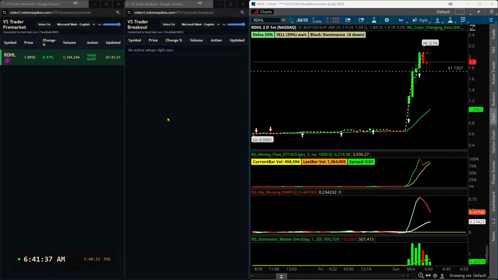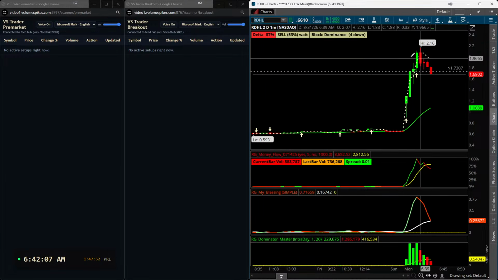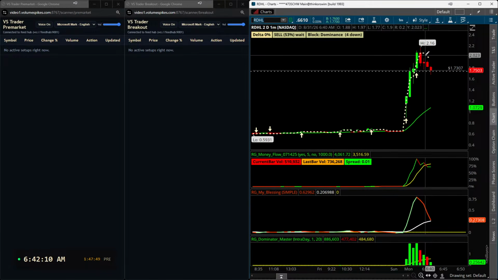Pre-market trade alert. CBAT. That one never even hit the scanner. So RDHL, I did the right thing, I believe, by telling you that it may not go up here at $2. It did go a little bit more after I was telling everybody it's weak. Well, it was weak. It didn't go very far after that.